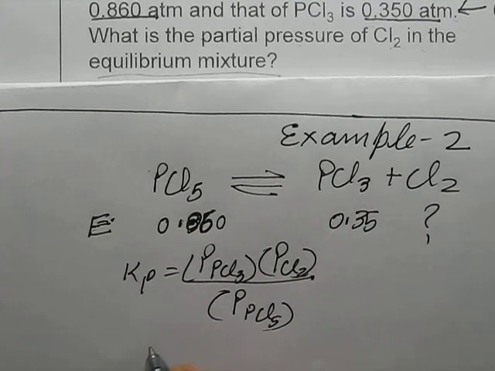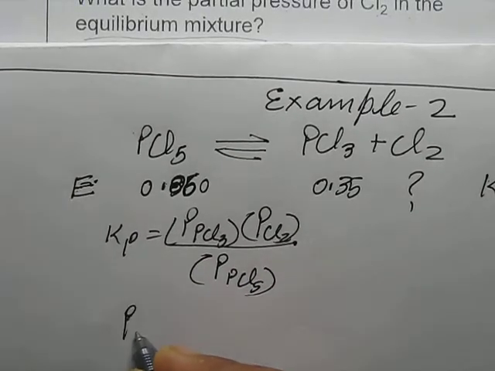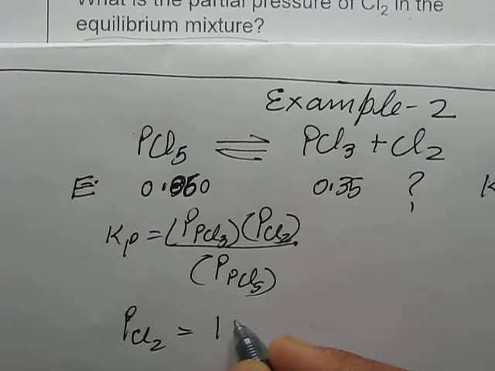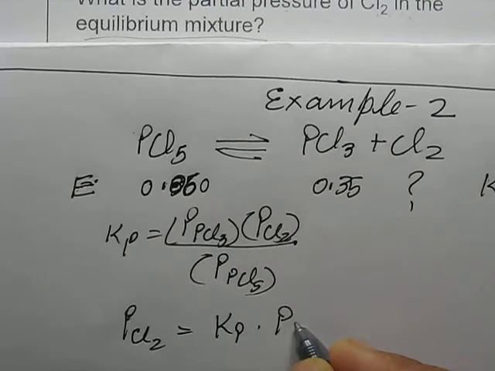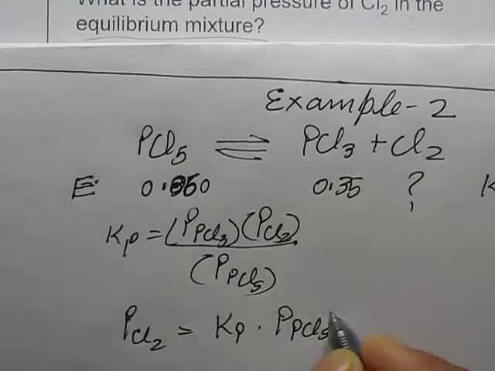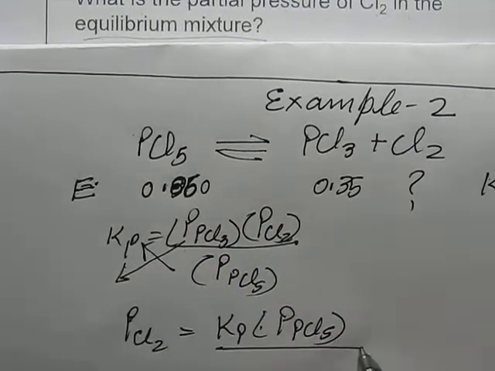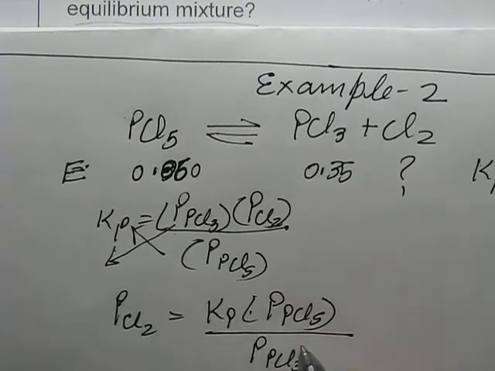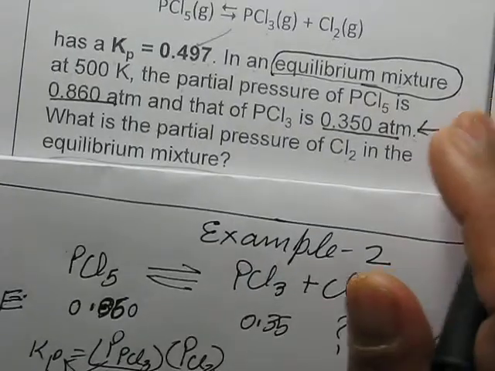Kp value is given, which is... basically we can rearrange this equation first. PCl2 will be equal to Kp multiplied by PCl5. This will go on this side and this will go on this side, divided by PCl3. And now, what is the Kp value that is given?